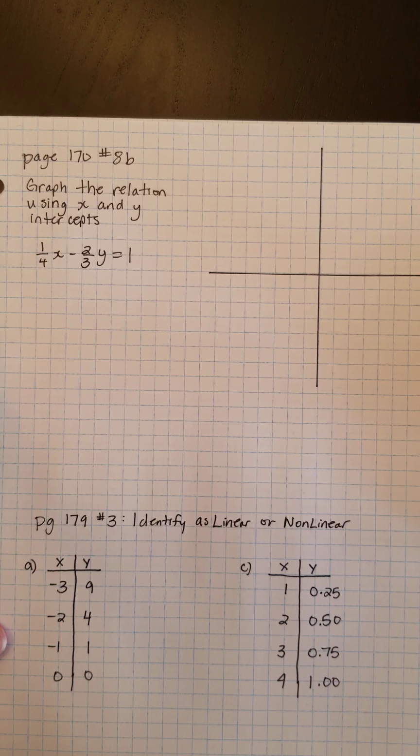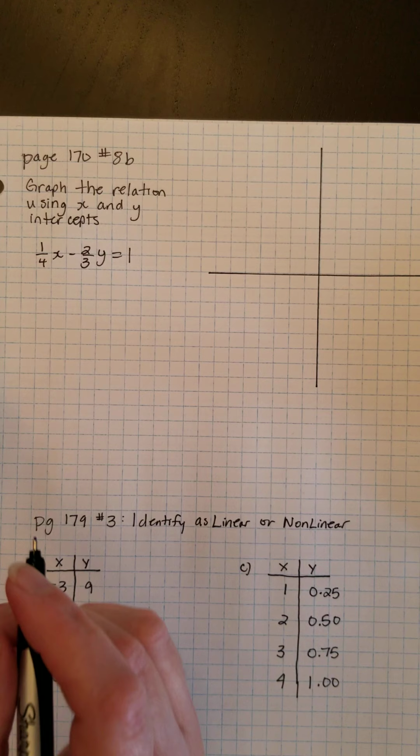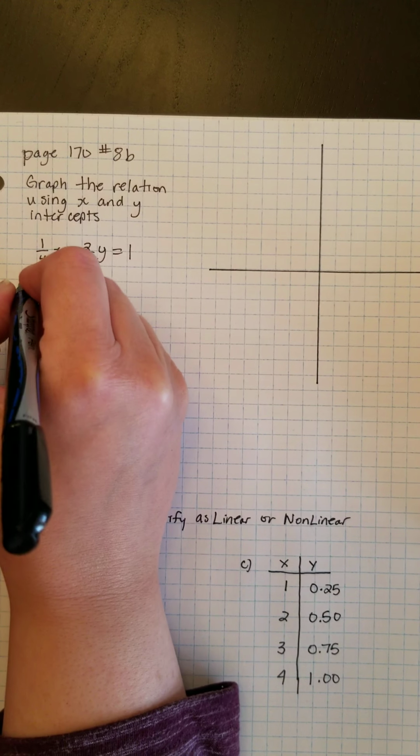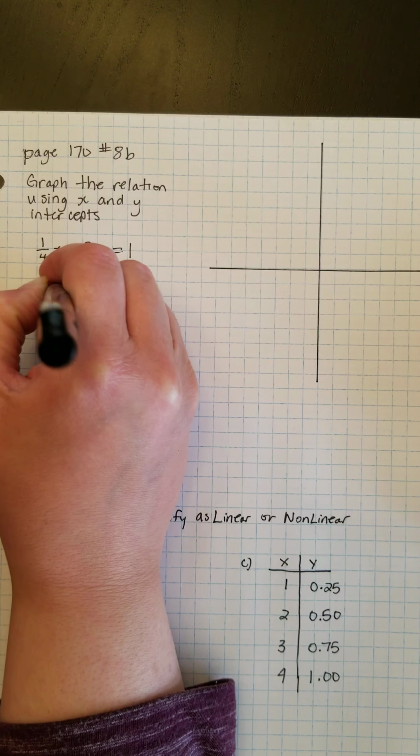So the first question you guys were assigned to hand in is page 170, number 8B. And on this one, you're asked to graph using the x and y intercepts. So the first thing we have to do is to find those two intercepts. And I always write this out and kind of say the x-intercept.